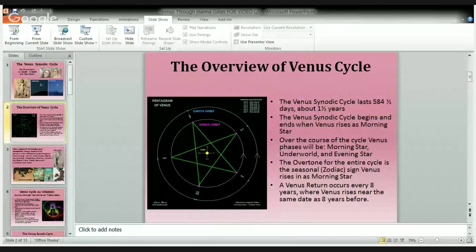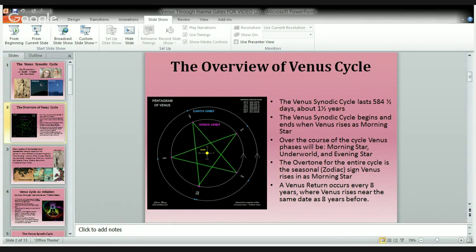In the journey, there's also a period in the Venus journey where Venus passes on the other side of the sun from the earth. That is the period, it's about 2.5 months, where Venus cannot be seen in the morning or evening sky. And that is the period in the Inanna descent story where Venus would have been in the underworld going through her death and rebirth initiation.